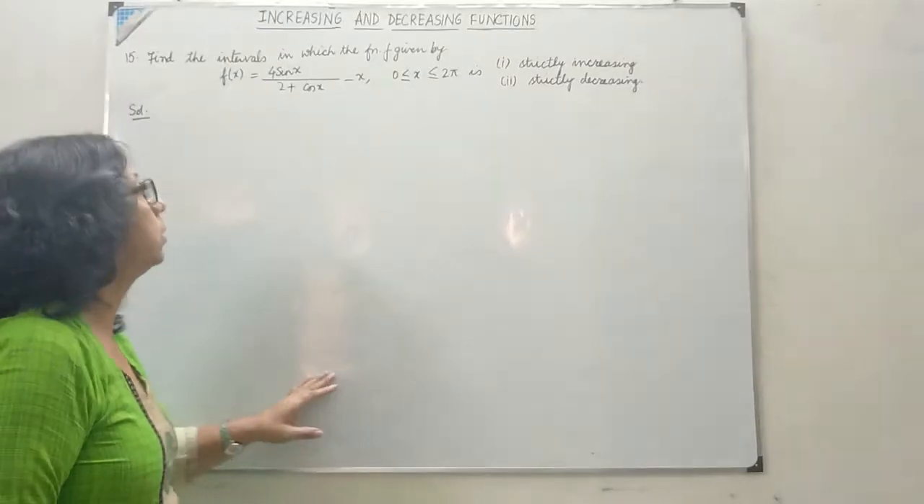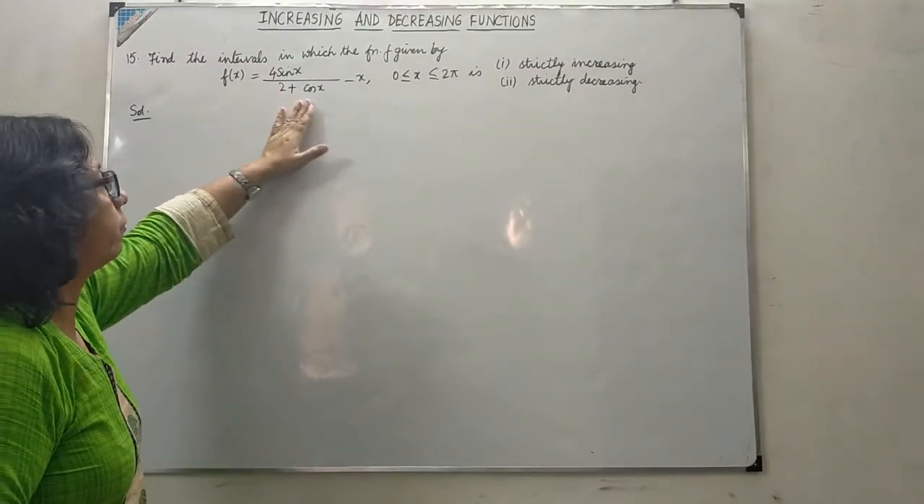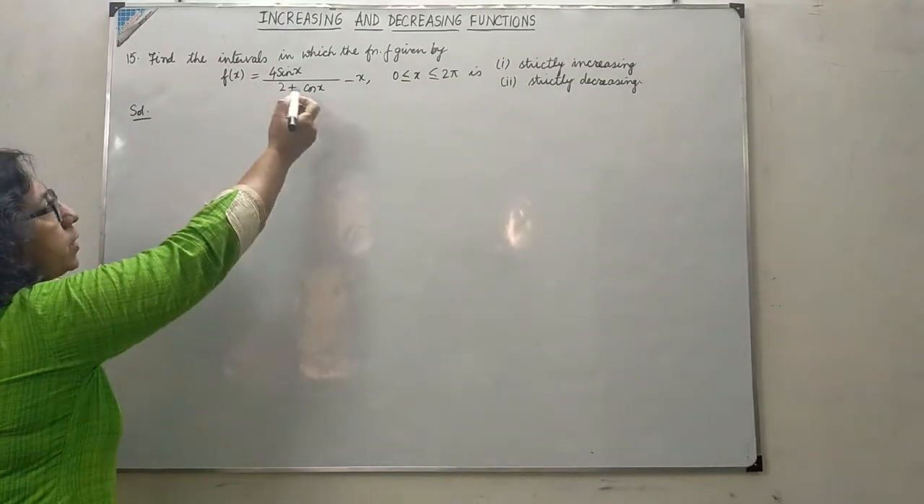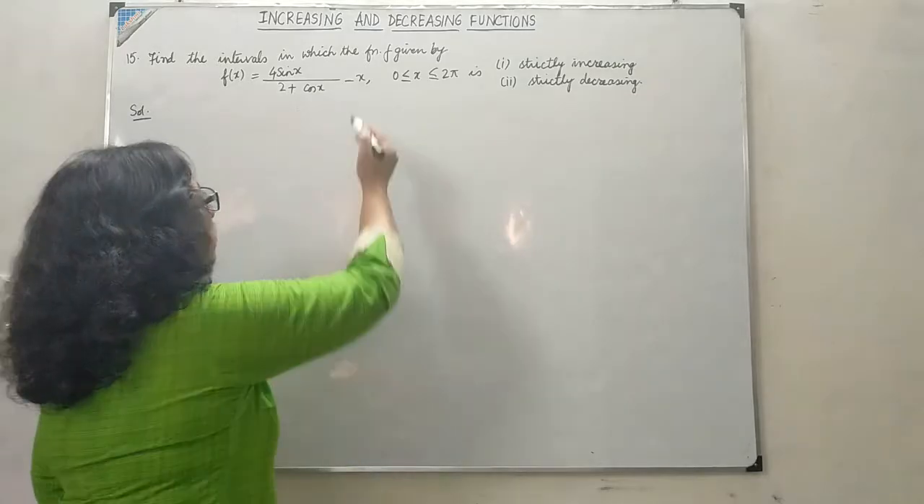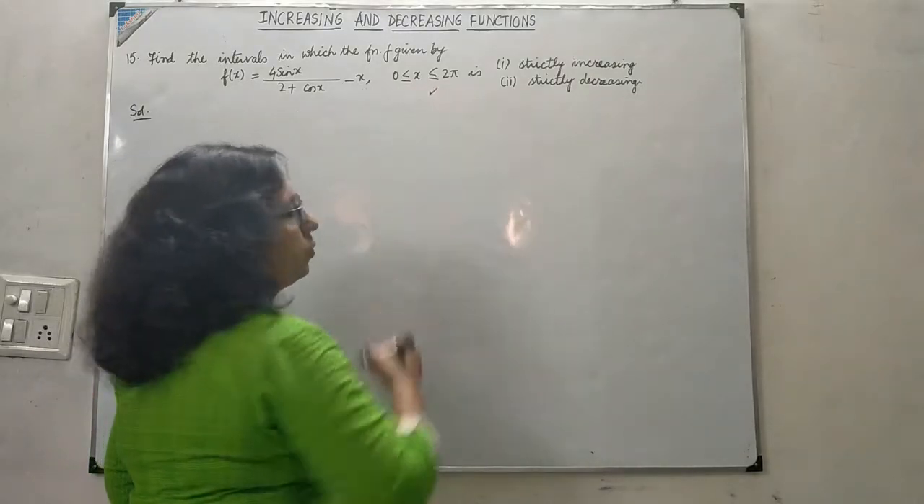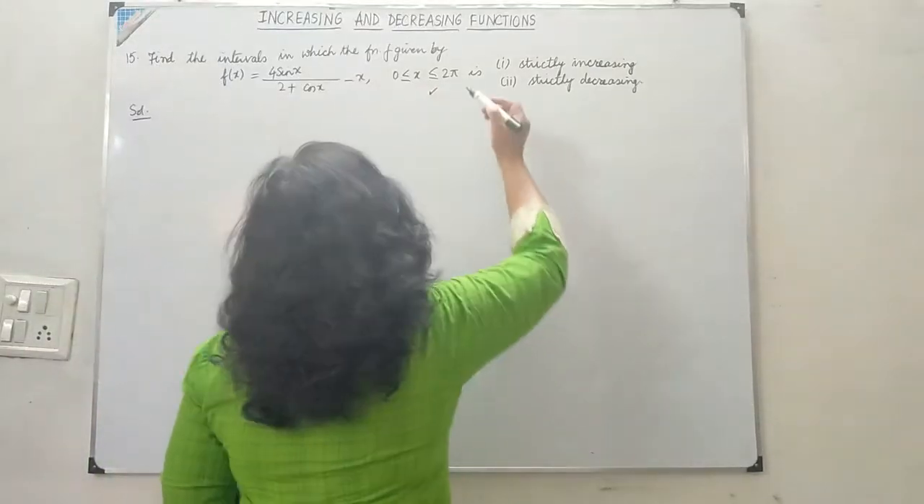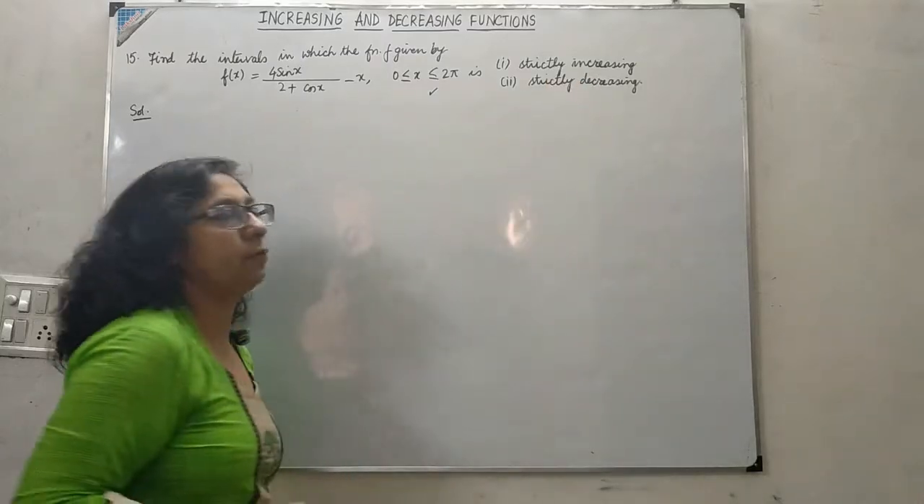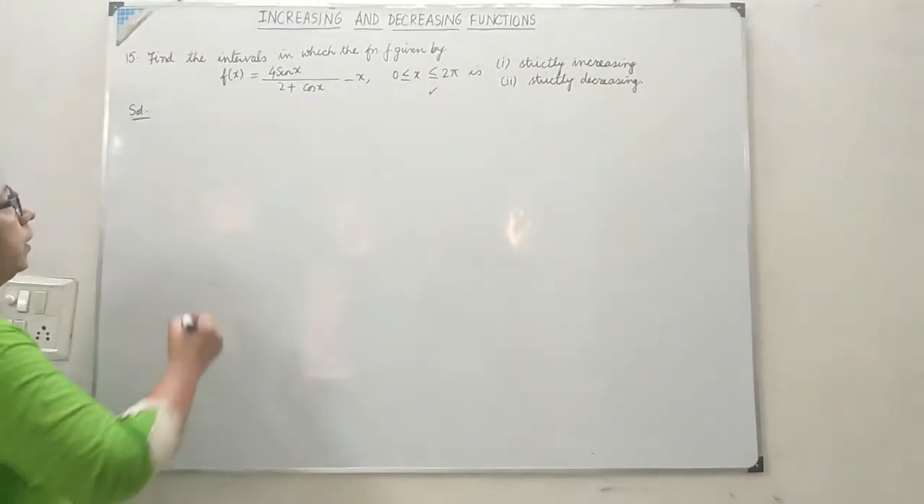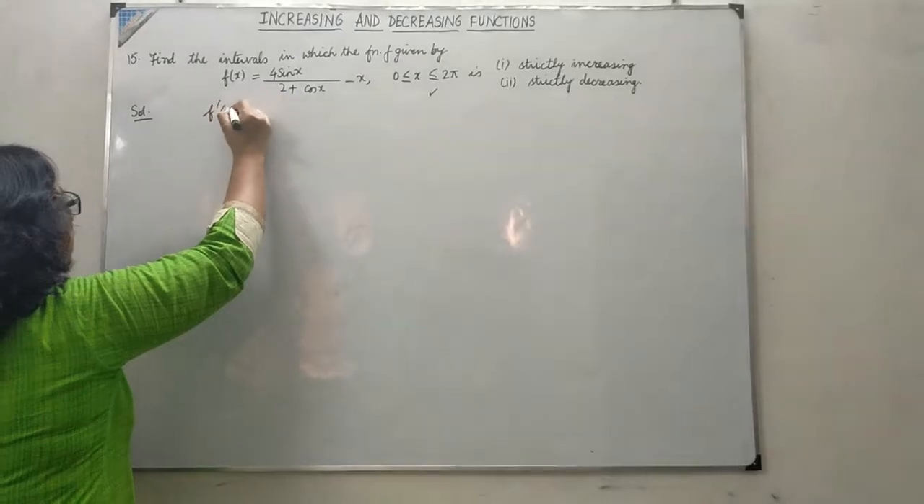In the next question, you can see we are given a trigonometric function. f(x) is 4 sin x upon 2 plus cos x minus x, and the interval is given to you, 0 to 2 pi. And we want to find the subinterval where the function is strictly increasing or decreasing. So first of all, let us take the derivative.